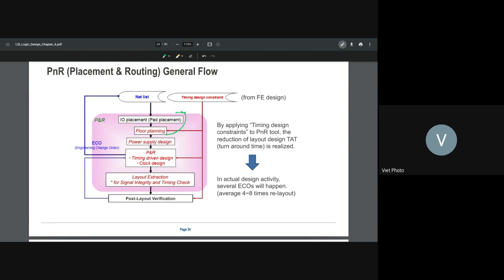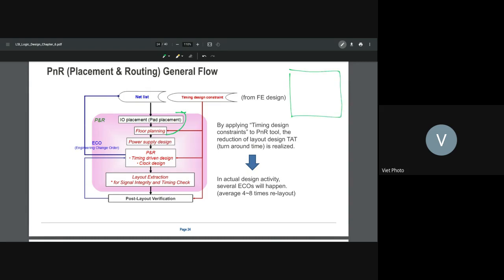Okay, floor planning is a process where you define the shape and the size of each block. And in floor planning, there are two levels. Let's say at the top level, like this.